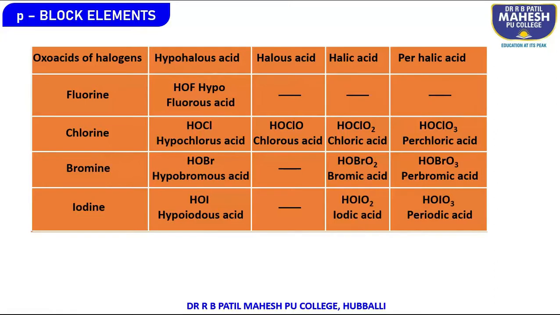In the case of halous acid, that is HO2X, we have halous acid of chlorine only, that is called chlorous acid with the formula of HClO2. In the case of halic acid, chlorine, bromine and iodine are capable of forming it. So chloric acid, that is HClO3, bromic acid, that is HBrO3, iodic acid, that is HIO3. In the case of perhalic acid, we have perchloric acid, HClO4, perbromic acid, HBrO4, periodic acid, HIO4.